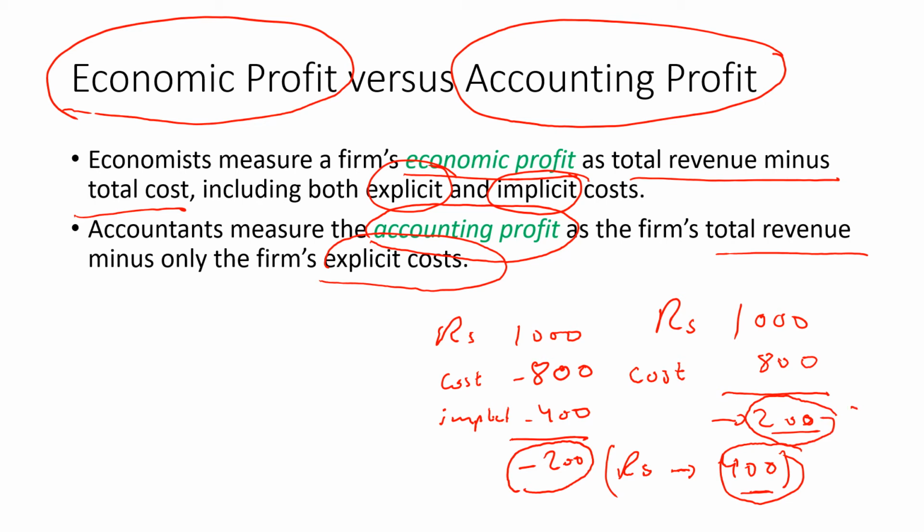But this 200 is not good enough for him, so he should not be in the production business. He should not produce laptops. Instead, he should work in the job that was being offered to him. This is the basic idea of the implicit and explicit cost.